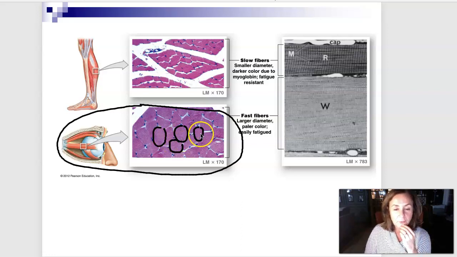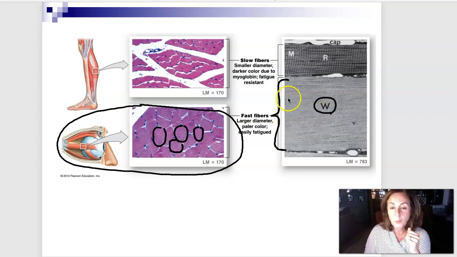These cells have good glycogen stores, and because you get a lot of cross-bridge formation, they have a lot of force. These are called the fast fibers, and because they have a lower amount of myoglobin, they have a lighter color. People call them white fibers. So white fibers or fast fibers are large diameter, paler color, easier fatigued, right? Because we don't have the storage of oxygen and the rich blood supply going to the white fibers.